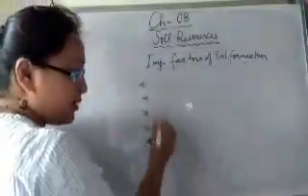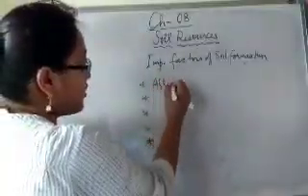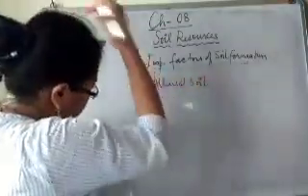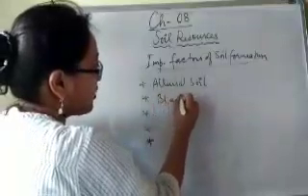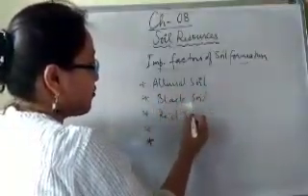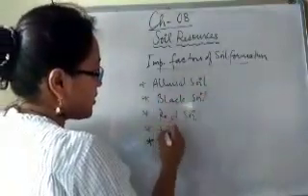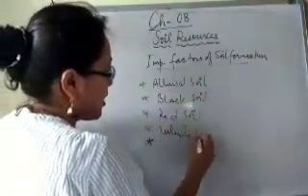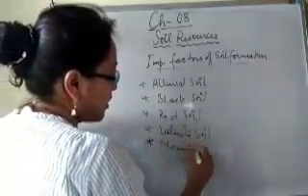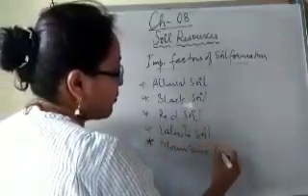So here I'm writing: the first one is alluvial soil, then we have black soil, then third is red soil, fourth one is laterite soil, and the fifth one is mountain soil.